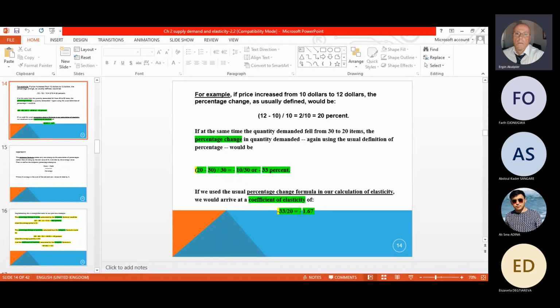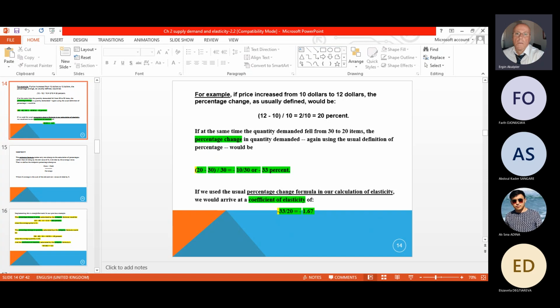If price increased from $10 to $12, the percentage change usually defined would be 12 minus 10 divided by 10, the normal application of the elasticity formula for the coefficient. Then it is 2 over 10, so 20% is the expected change. If at the same time the quantity demanded fell from 30 to 20, now we are going to employ the quantity changes.